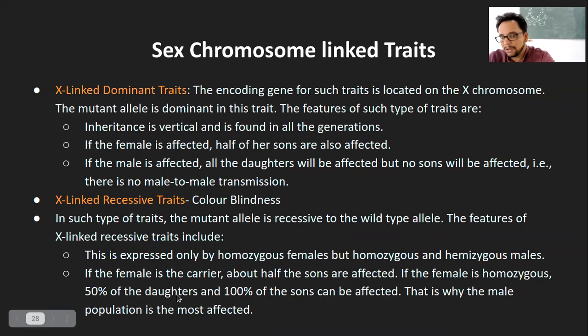Again, I hope you are able to visualize this. Going back to the board, if it is required, you will let me know, but I'm not drawing this again on the board. So that is the combination of a female who is homozygous, and what happens to the next generation. And that is why the male population is most affected with this X-linked recessive trait.